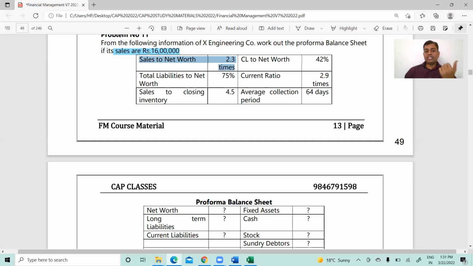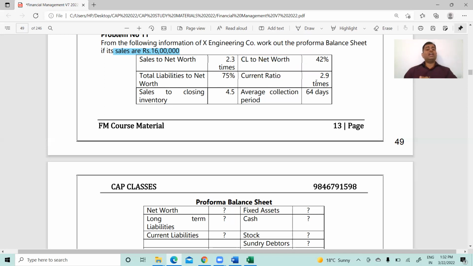Yes, sir. Guys, sales is given. Sales to net worth ratio is given. Tell me, can we calculate net worth? Yes. If we can calculate net worth, the next ratio is current liability to net worth. Already we know net worth in step 1. Can I calculate current liability? Current ratio is given. Already in the previous step, I have calculated current liability.